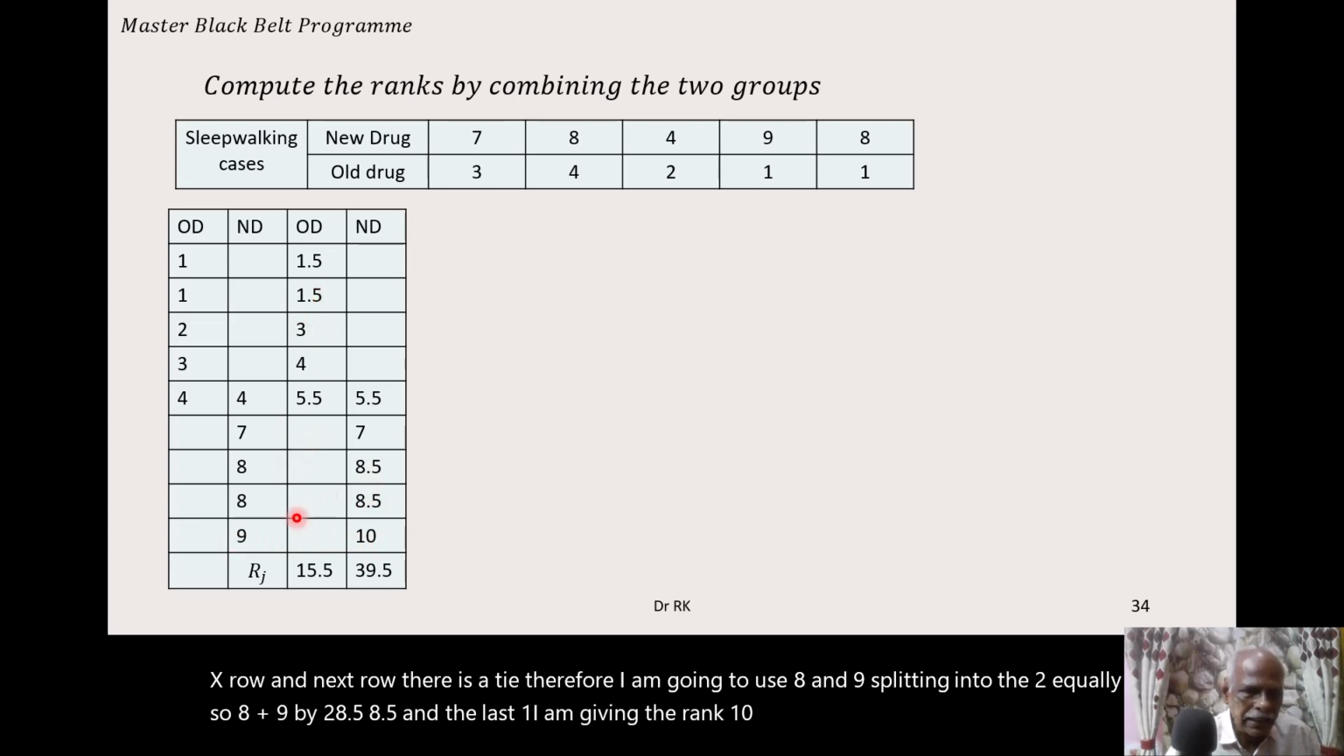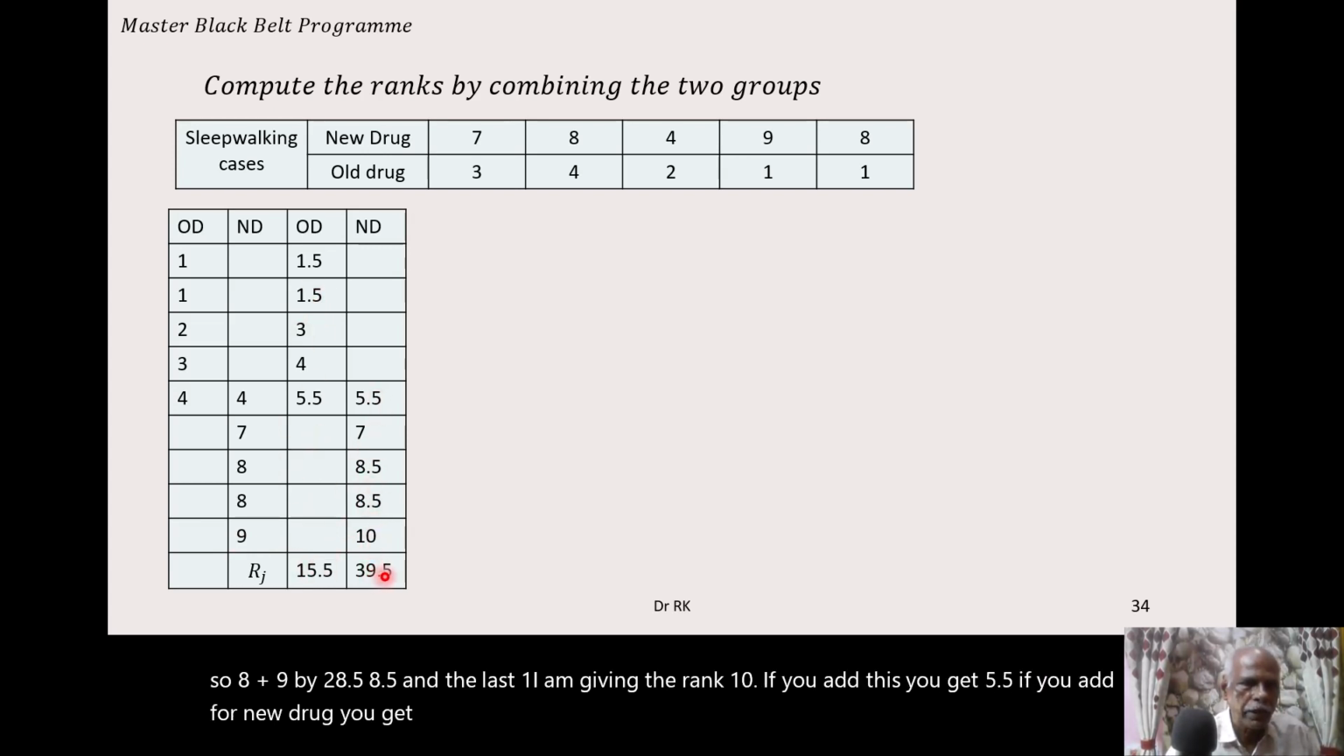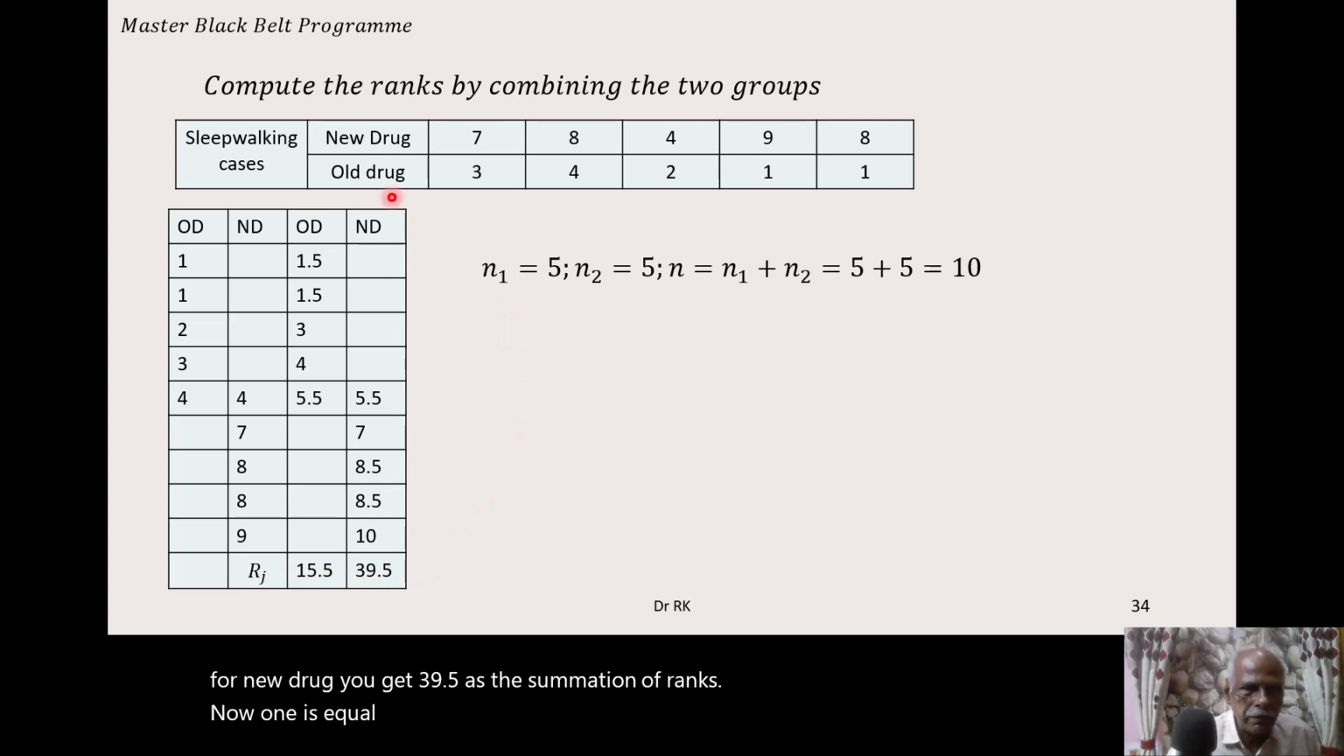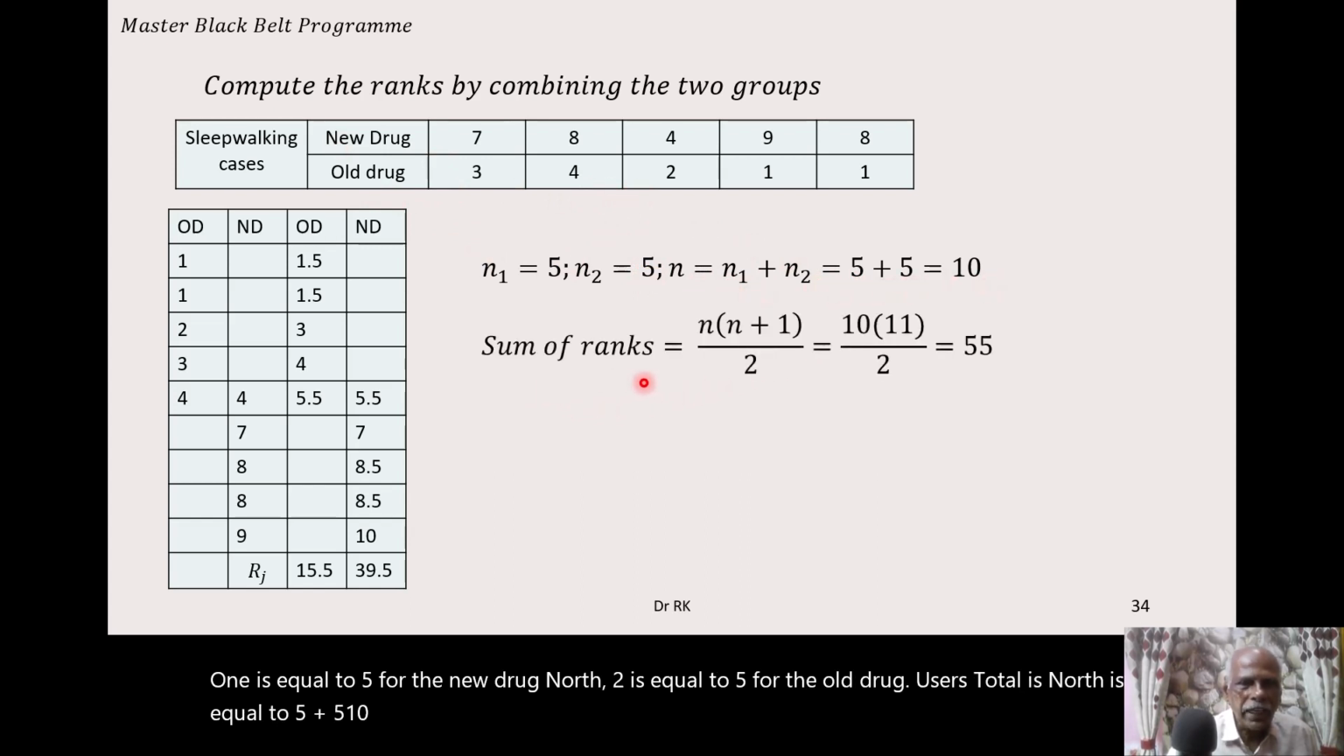If you add this, you get 15.5. If you add for new drug, you get 39.5 as the summation of ranks. Now N1 is equal to 5 for the new drug, N2 is equal to 5 for the old drug users. Total N is equal to 5 plus 5, 10. Sum of ranks is 55. That is what we see here. 15.5 plus 39.5 is 55.